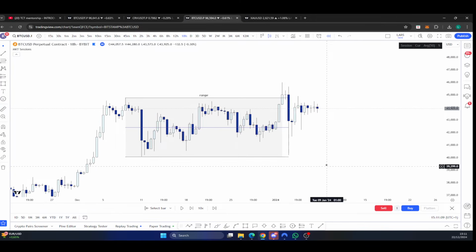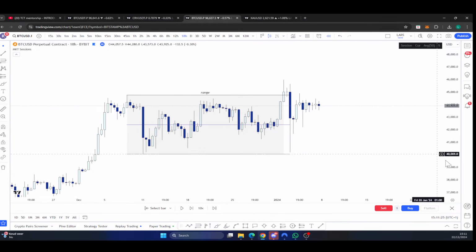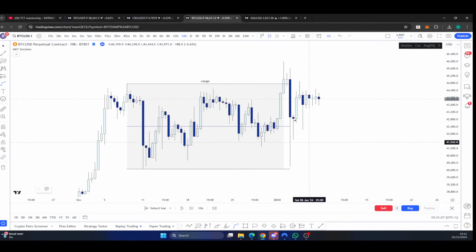Now right here price is breaking out of our range. Okay, so we immediately need to be aware also of a potential PO3 formation. Now, what can we see right here? Do we have a beautiful return to zone?